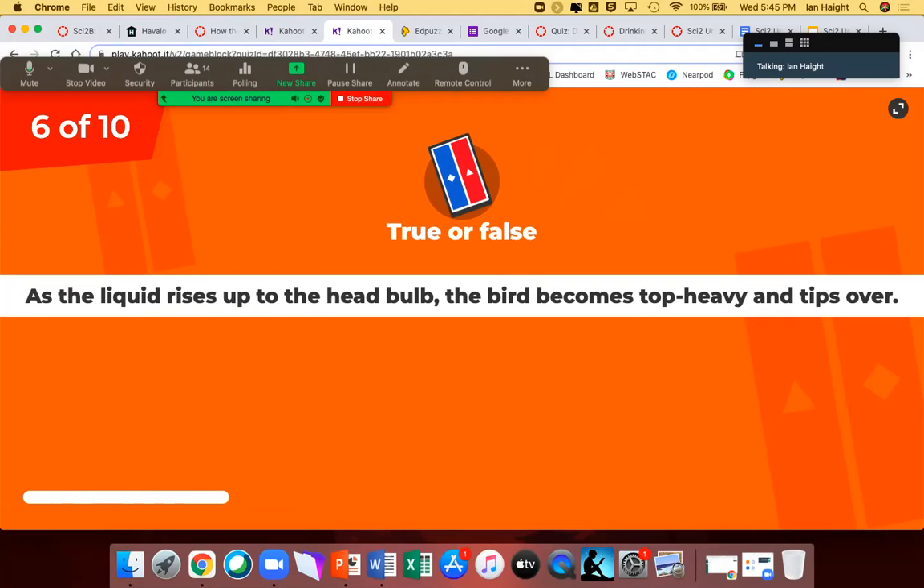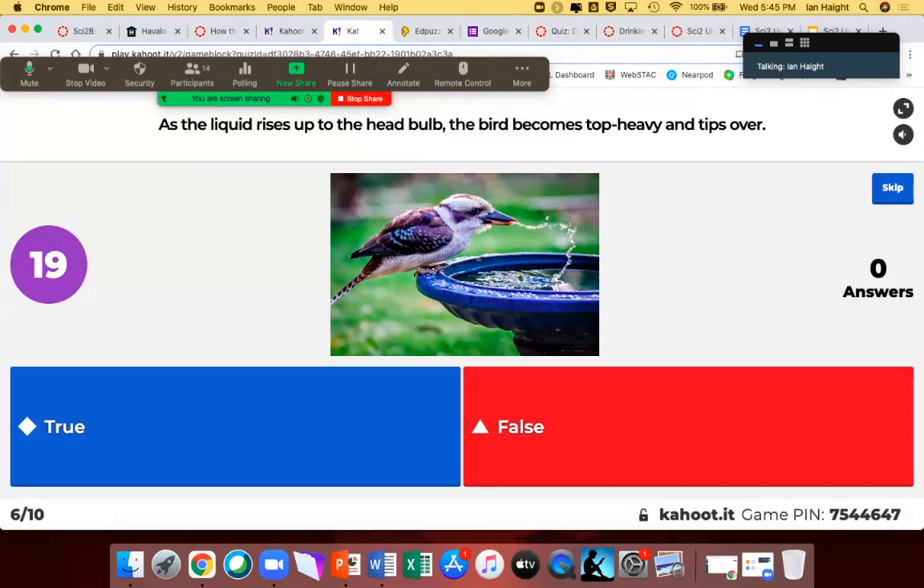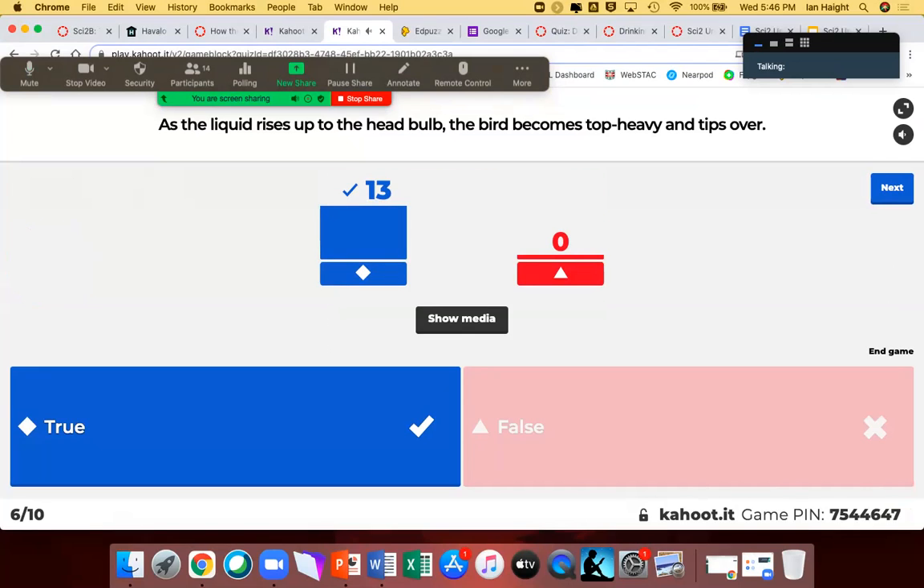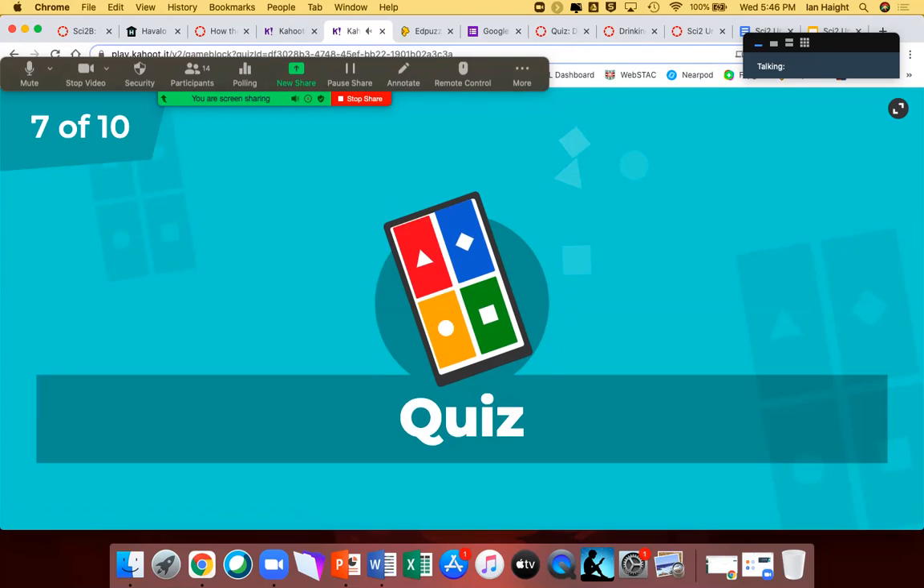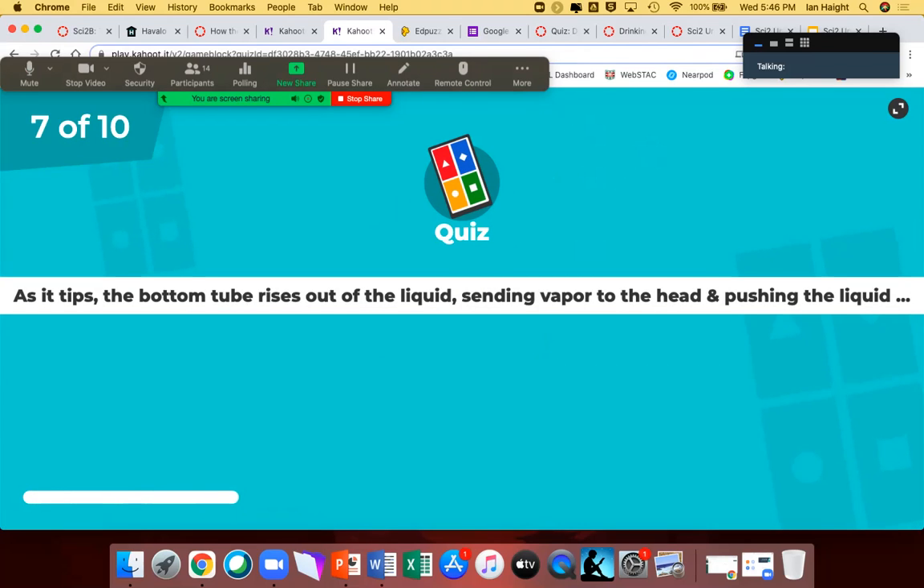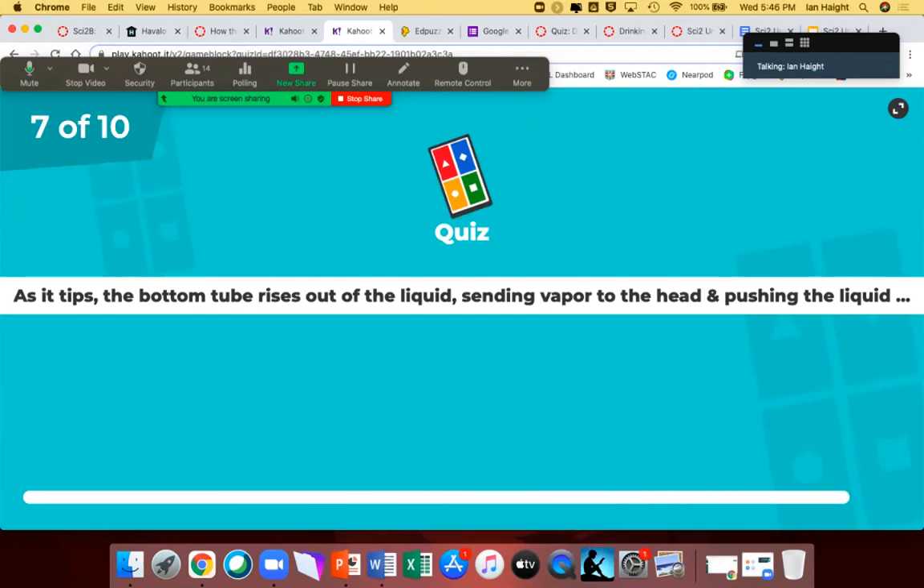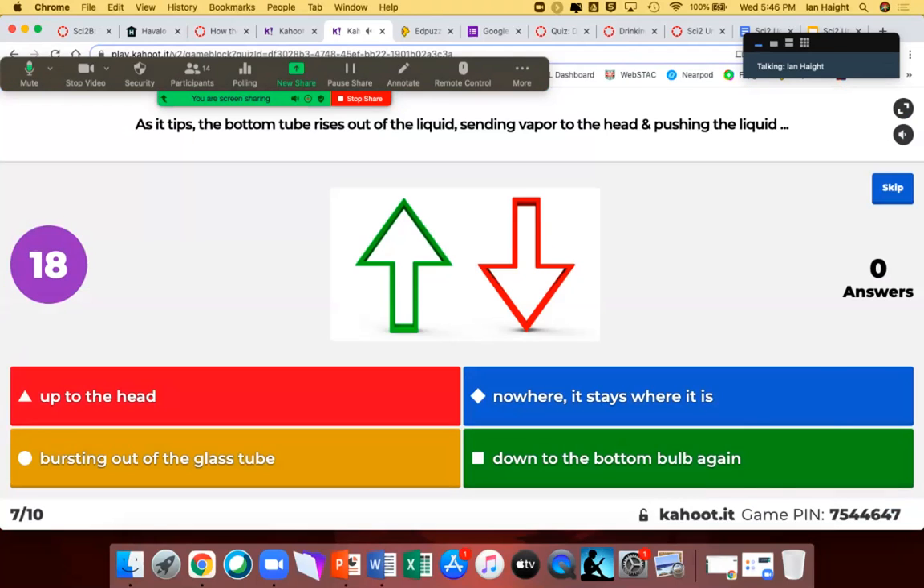True, false. As the liquid rises up to the head bulb, the bird becomes top heavy, tips over. Very good. Hopefully that was an easy one. As it tips, the bottom tube rises out of the liquid, sending vapor to the head and pushing the liquid where?